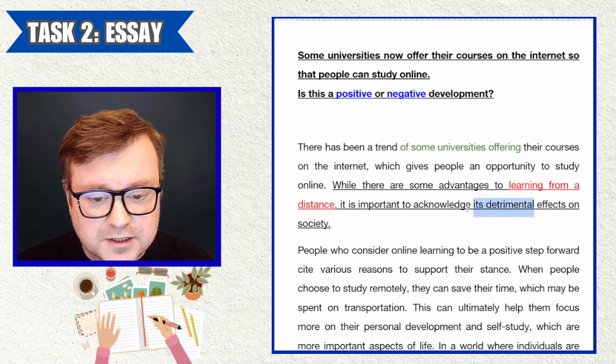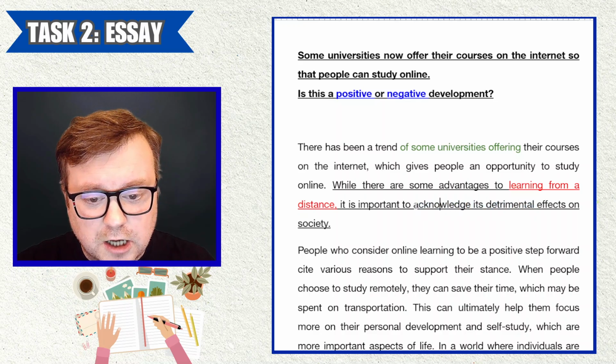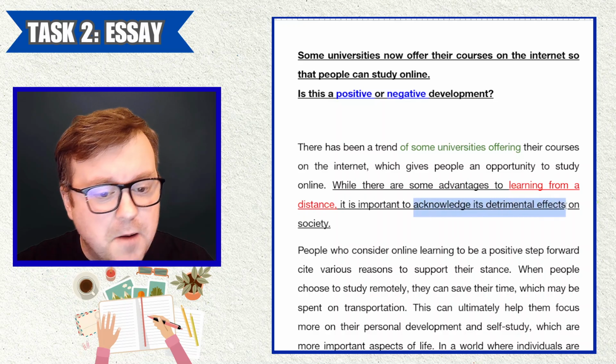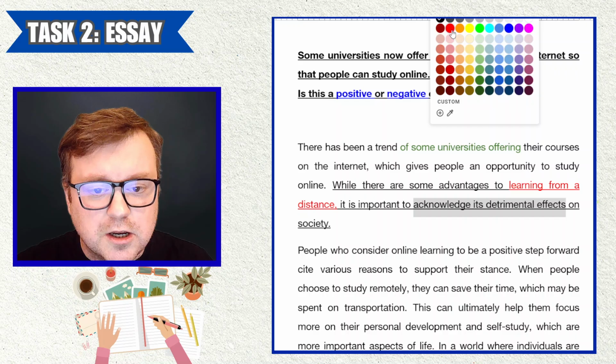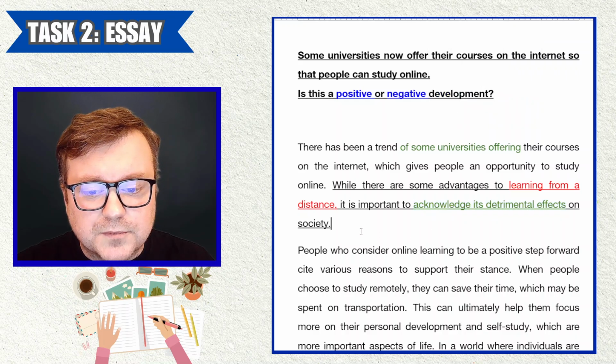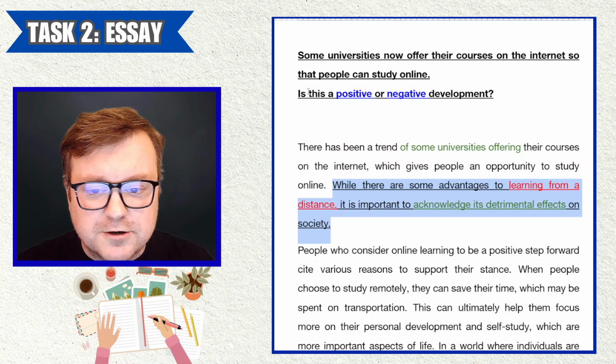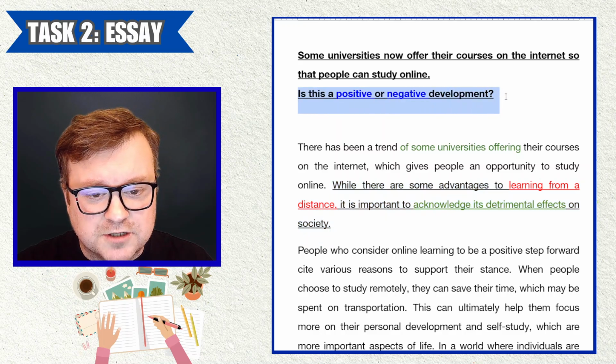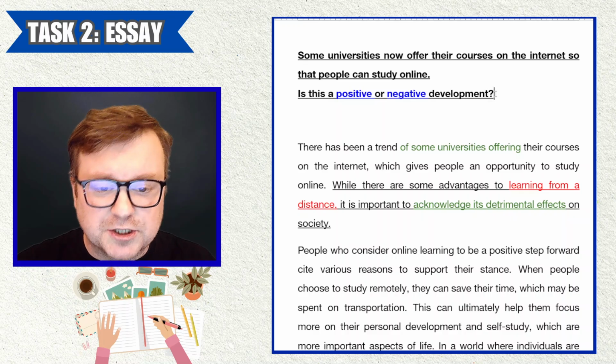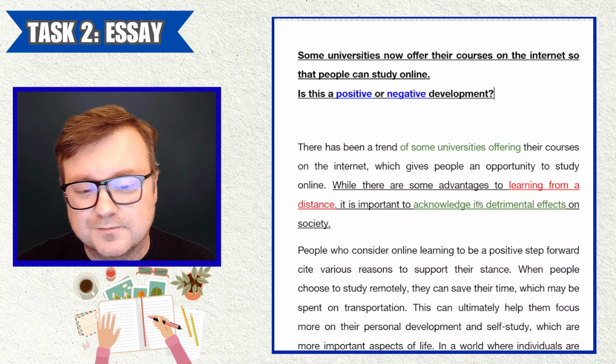I love this in terms of language. Acknowledge its detrimental effects. Amazing in terms of language, but in terms of task response, there is no answer to this question. Is this a positive or negative development? It's going to count against you. Sorry. Okay.